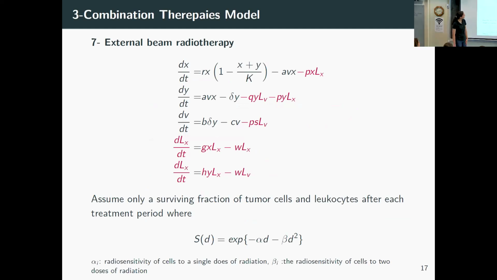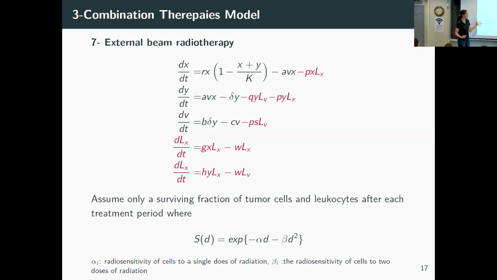And the last one, we have the external beam radiotherapy, in which the tumor cells are killed by radiation from outside of the body. After each treatment, only a surviving fraction of the tumor cells and leukocytes survive. And we have the surviving fraction S equal to this equation. D is the dose, and alpha and beta are the radiosensitivity of the cells to one or two doses of radiation.